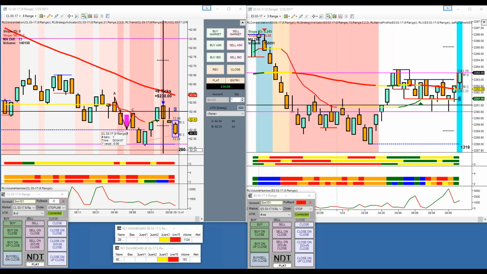Volume is picking up on the E-mini. We're getting background bias, and we're getting all three quant lines aligning, and order flow and momentum to the upside. Let's see if we get a break of the value area high and a retest.